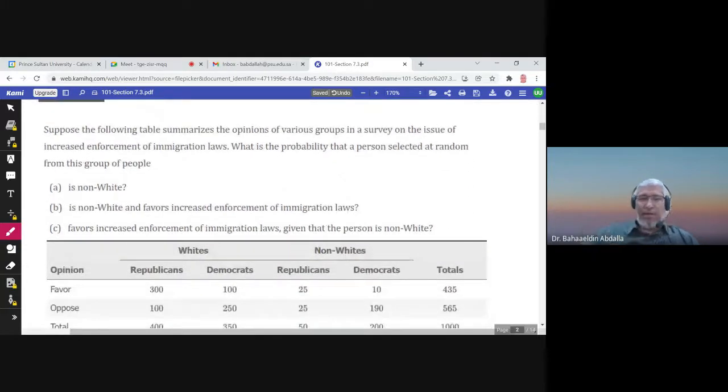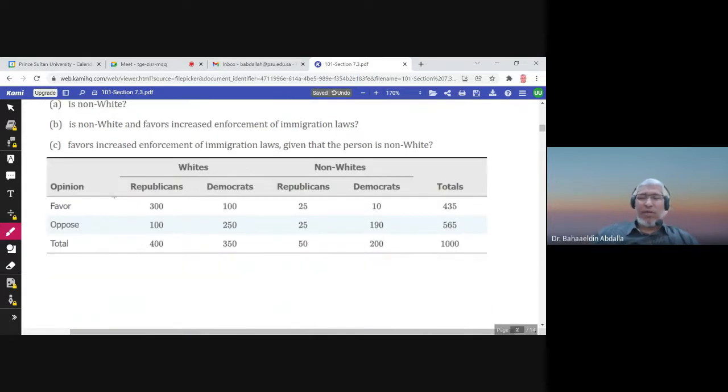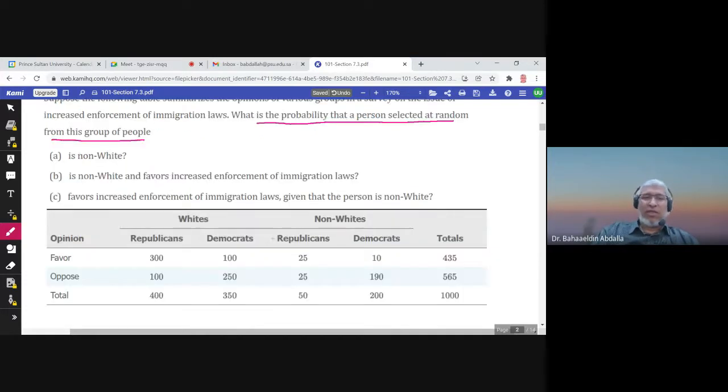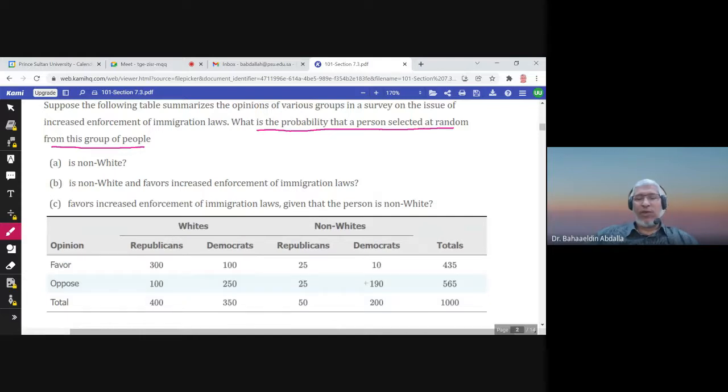Suppose the following table summarizes the opinions of various groups in a survey on the issue of increased enforcement of immigration laws. What is the probability? That's the question now. What's the probability that a person selected at random from this group of people is non-white? How many people are there? If you look at the table, these are whites, non-whites, favor, this is the opinion, oppose, and the total. These are the totals. So here 1,000, this is the total number of people in this survey.